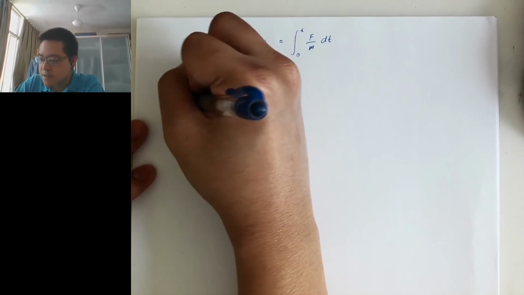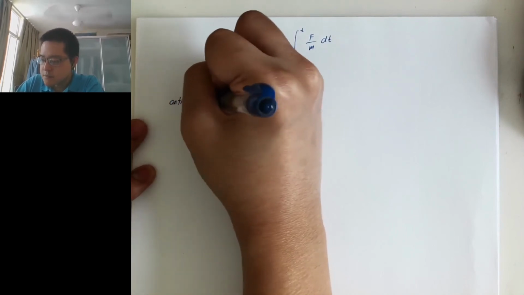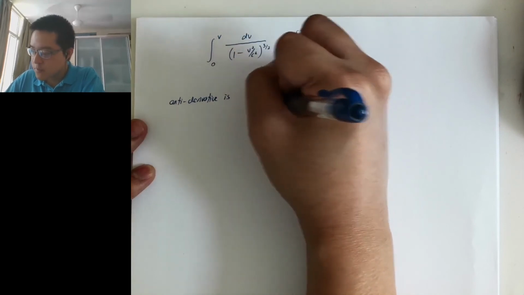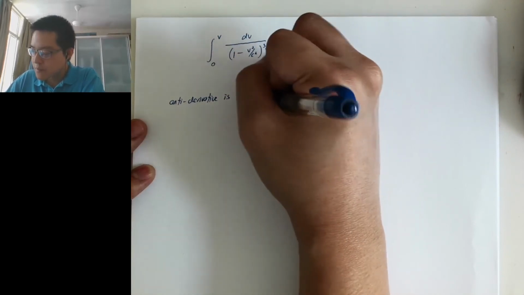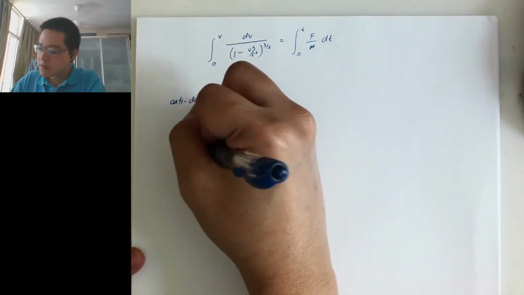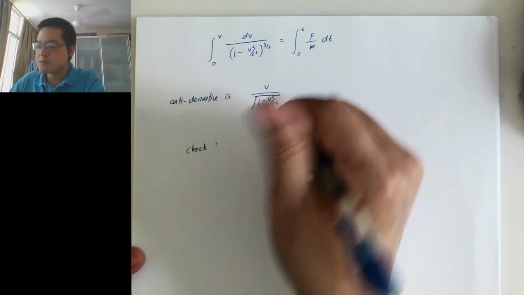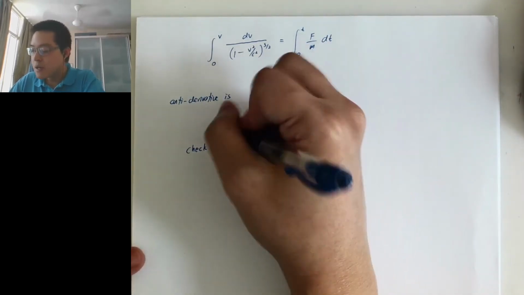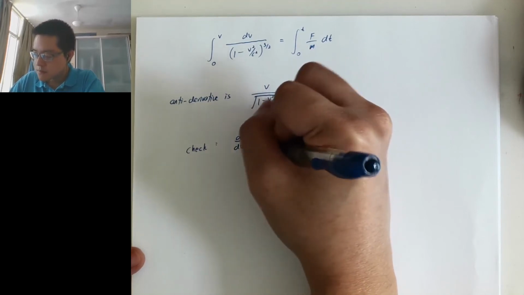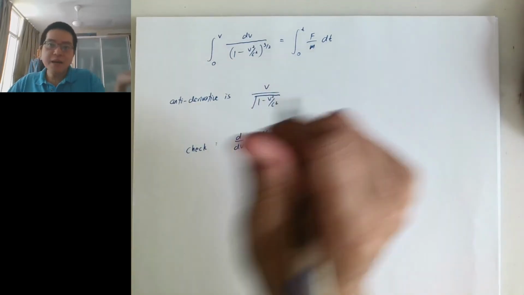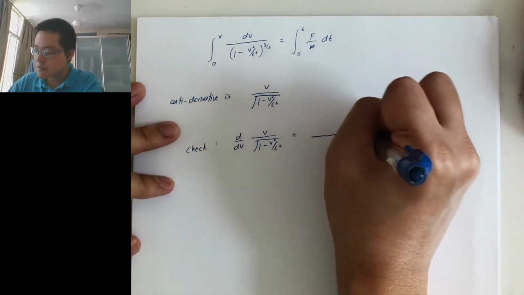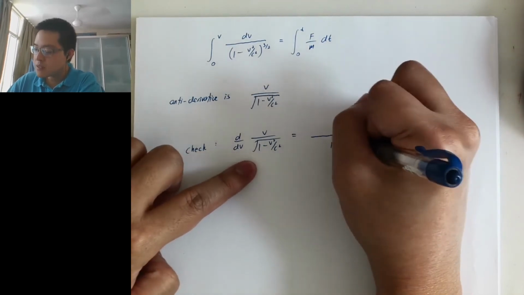The antiderivative is v over the square root of 1 minus v squared over c squared. So this is the integral of this. Well, at least we can check, right? Once you've got the answer, we can check what happens if I differentiate this function. Last time I used the product rule, but right now I think everyone is more comfortable with the quotient rule, so let us use the quotient rule here.